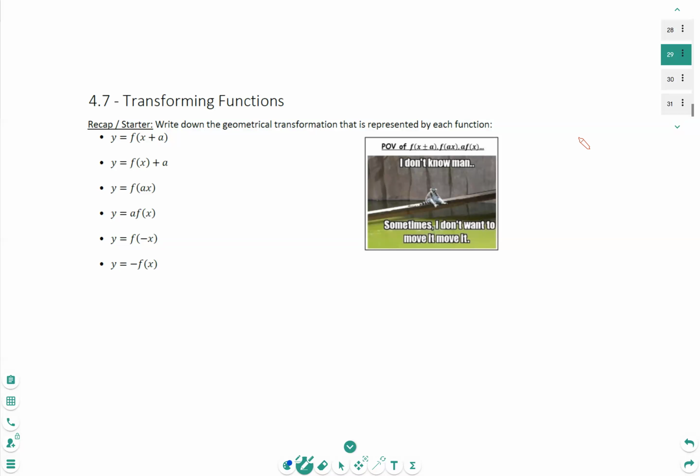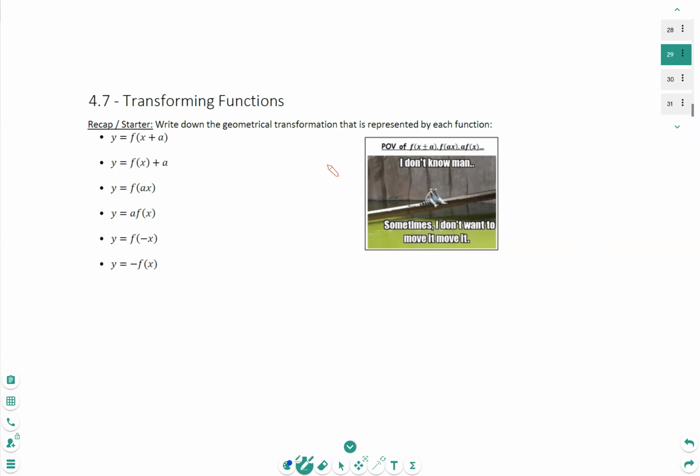This is Pure 1, Chapter 4.7, the last subchapter of Chapter 4. In the whole chapter, you've learned how to sketch cubic graphs, quadratic graphs, reciprocal graphs, don't forget the asymptotes, and then you've learned about translation graphs and stretching graphs and also reflecting graphs. So they are all the transformations that you've done in 4.1 to 4.6.